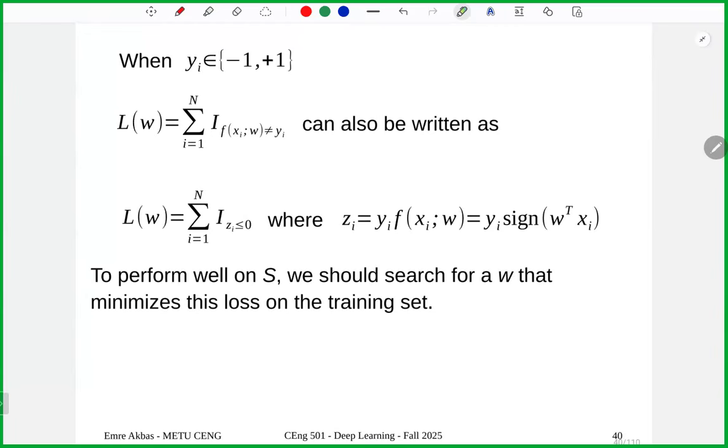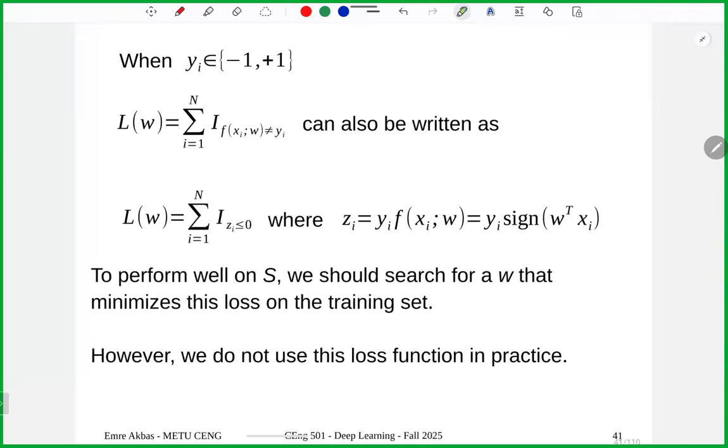To perform well on the training set S, we should search for a W that minimizes this loss on the training set, right? However, we do not use this loss function in practice to train our models. So we usually do not use this to train our models. And does anybody know why? Why don't we use this to train our models?